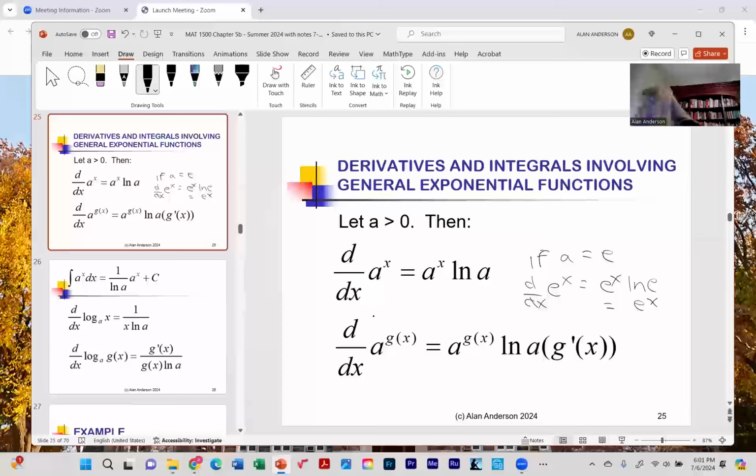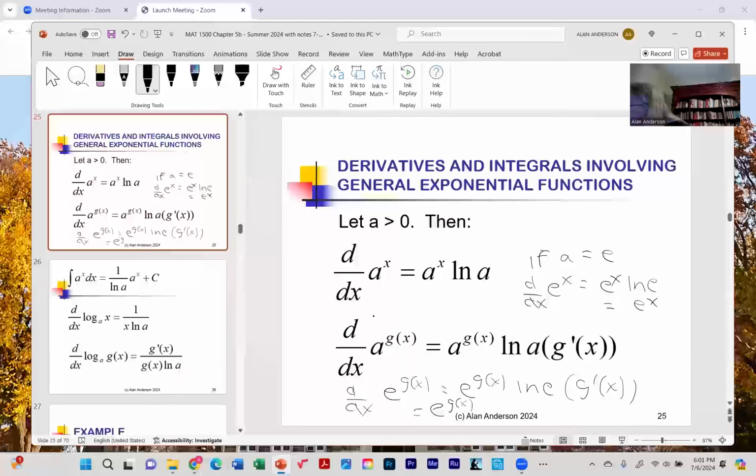Sorry, had I replaced this a with e, I'd have e to the g of x log e g prime of x. The log e is just one, so we end up with e to the g of x, g prime of x, and that's the chain rule that we know for the exponential function. So this is just a more general version of what we've been doing, where that constant could be anything, as long as it's positive, that is.